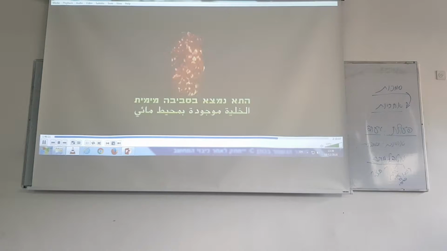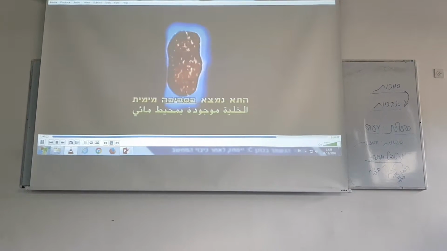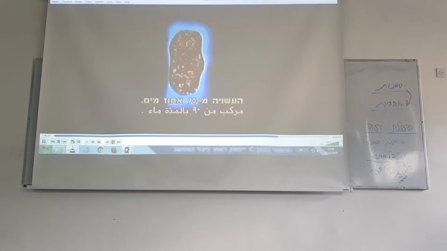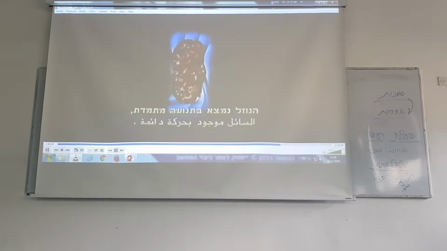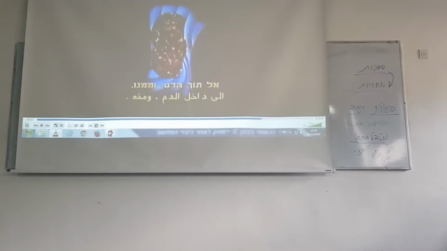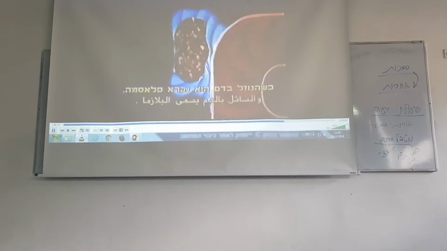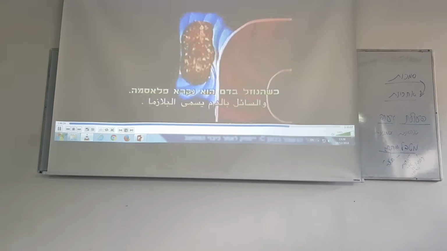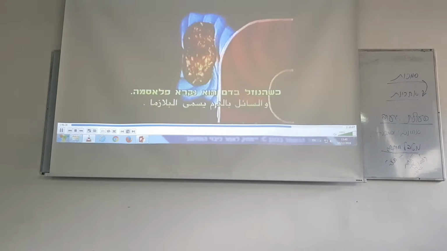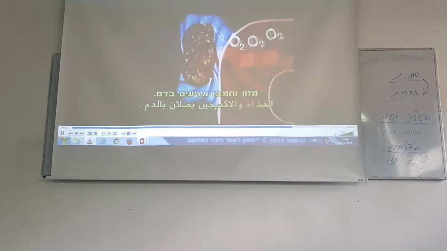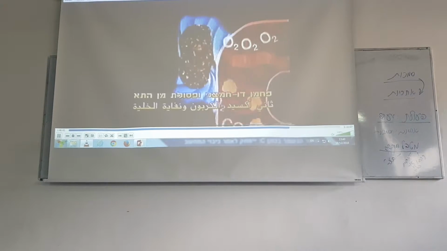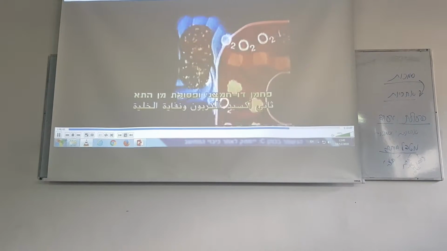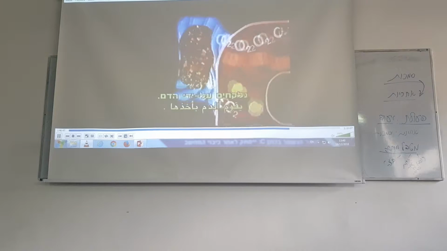The cell lives in a surrounding medium of interstitial fluid, which is 90% water. This fluid is constantly in circulation, flowing in and out of our bloodstream. When this interstitial fluid is inside a blood vessel, we call it plasma. Food and oxygen come to the cell from the blood. Carbon dioxide and wastes exit the cell and are carried away in the blood.